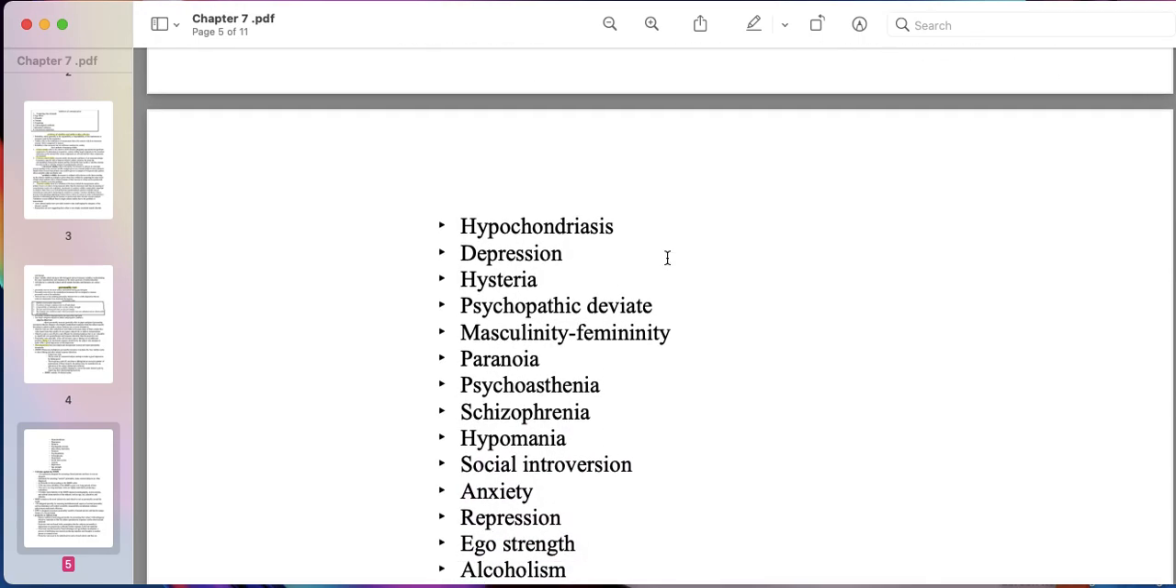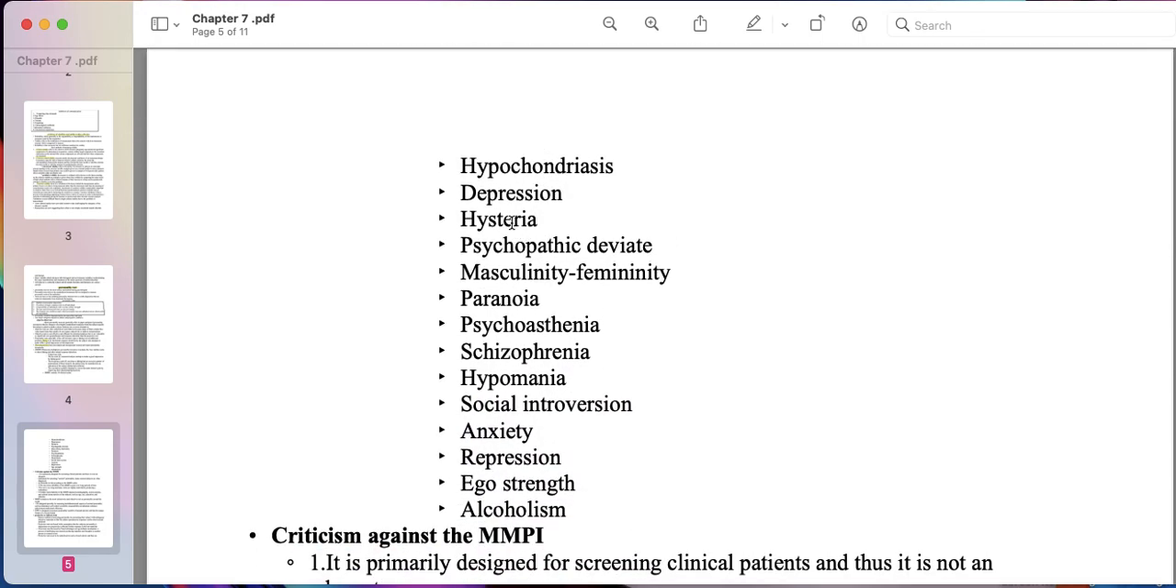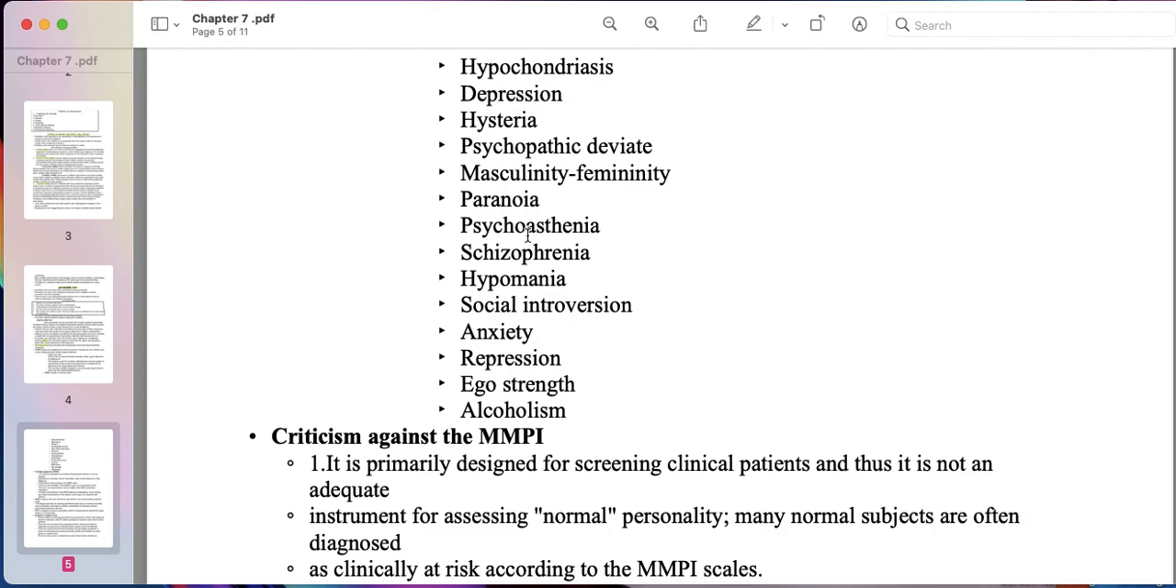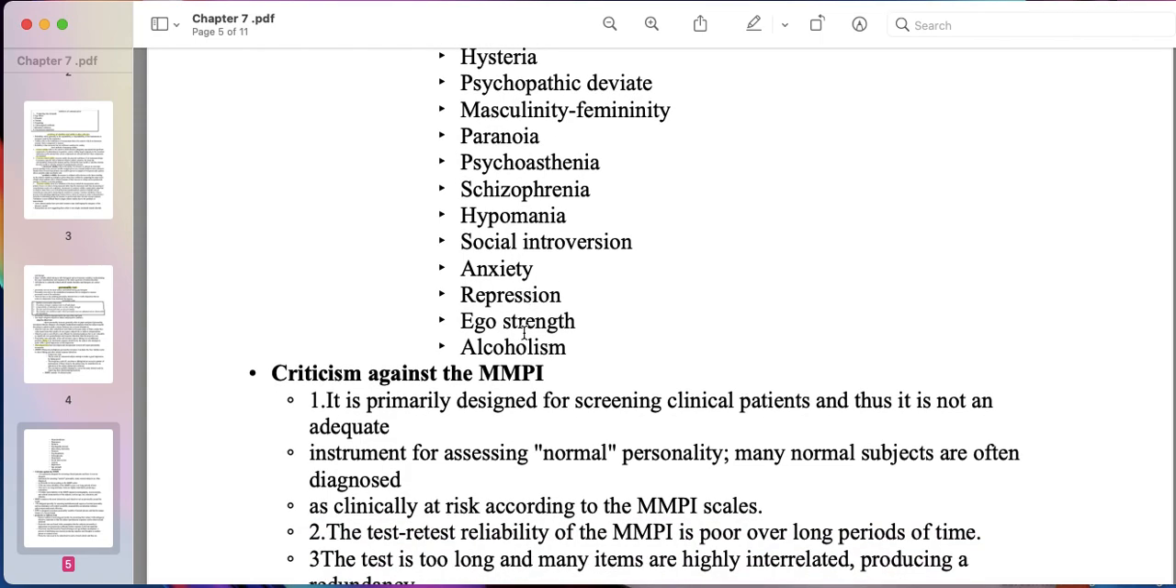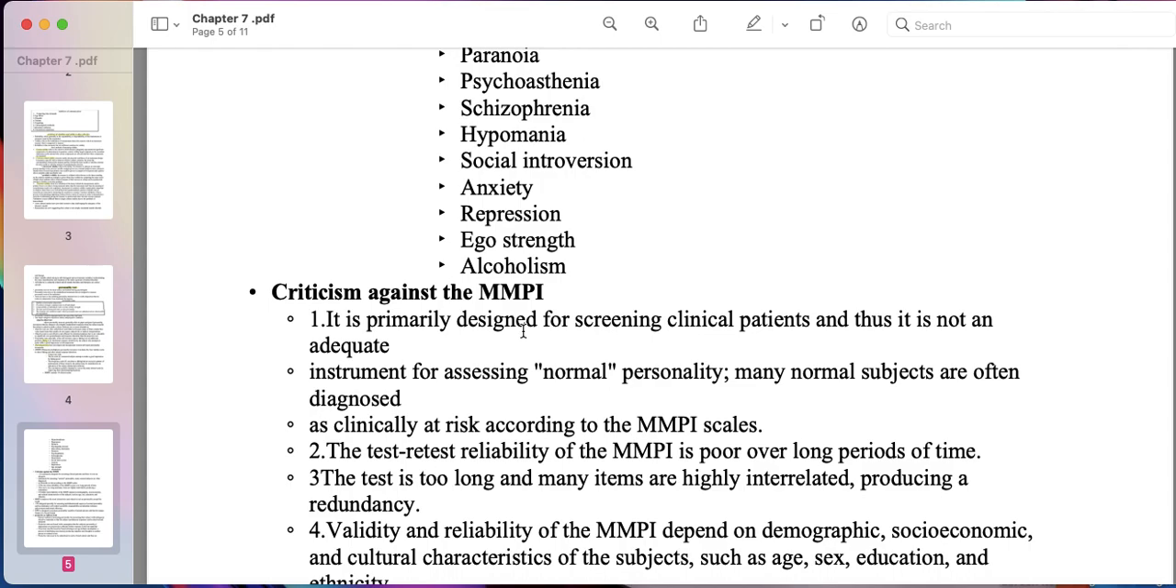The MMPI contains 14 clinical scales. We have the hypochondriasis, the depression, hysteria, psychopathic deviate, masculinity, femininity, paranoia, psychasthenia, schizophrenia, hypomania, social introversion, anxiety, repression, ego strength, and alcoholism.